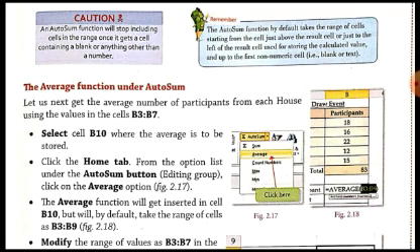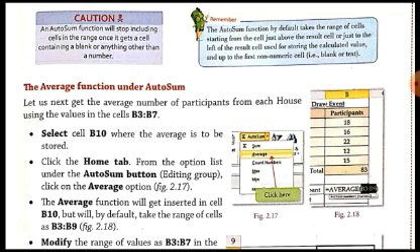Similarly here, we will follow these simple steps to get the average number of participants. Here we have the Excel sheet where we have to calculate the average number of participants from each house. Different houses are mentioned and the number of participants are mentioned. So here we have to calculate the average number of participants. Means first of all, we have to calculate the sum of all the participants, and then we have to divide it by the number of houses. Then we will get the average number of participants from each house.